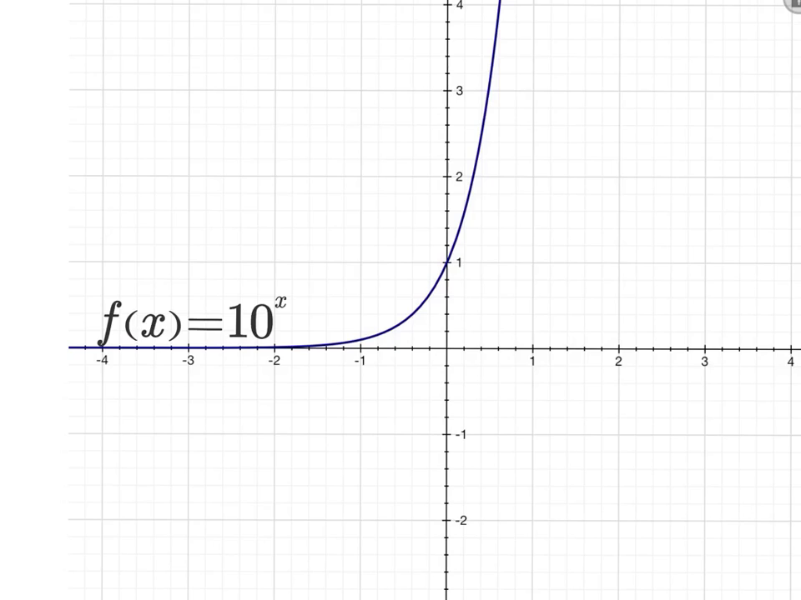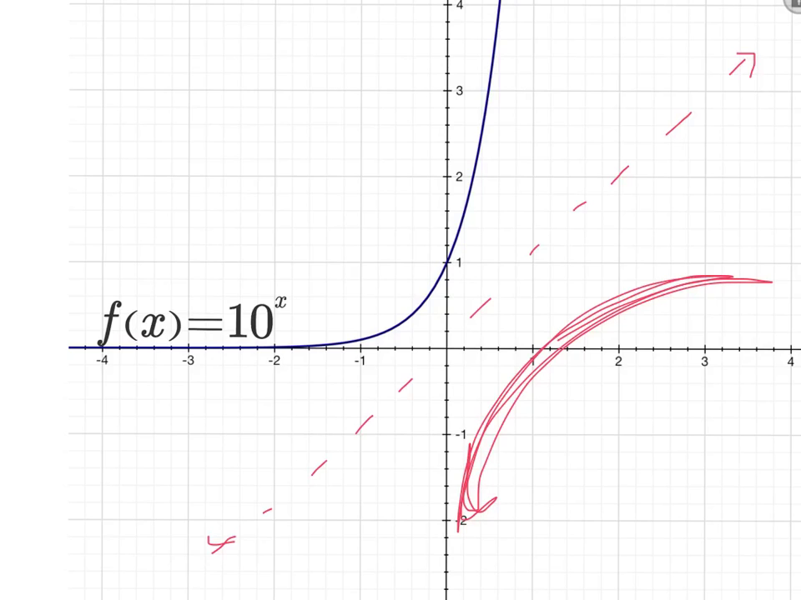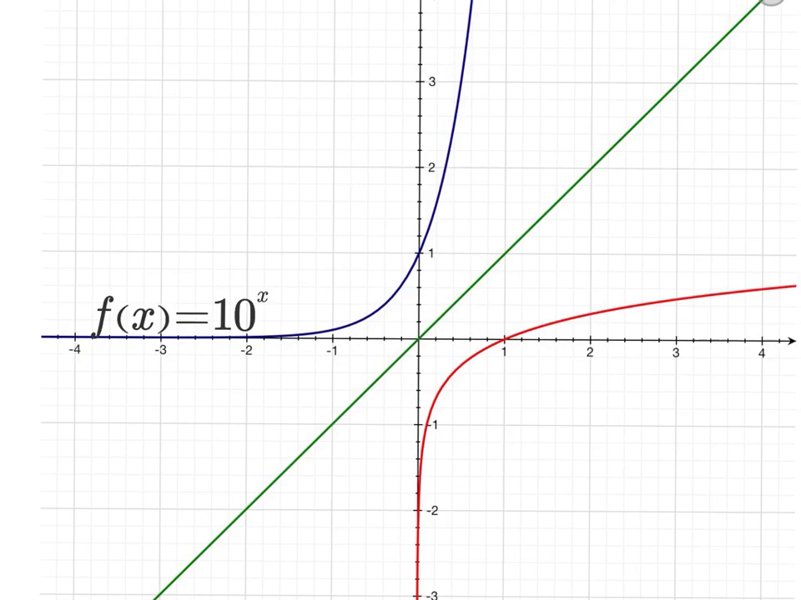If we were to talk about the inverse of this function, we know that the inverse would be the reflection of 10 to the x over the line y equals x. So the reflection of that would be over here somewhere on the other side of that line. And on the next slide, we've got a picture of both of those functions. So here we have in blue 10 to the x. In green we've got our y equals x. And then over here in red we've got the inverse of f of x equals 10 to the x.